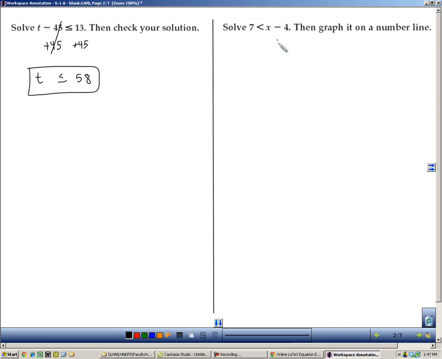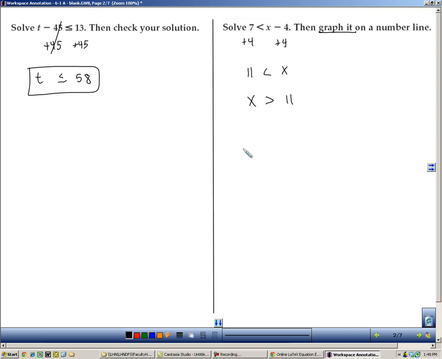Second one, 7 is less than x minus 4. The 4 is connected with subtraction, so we'll add it. So 7 plus 4 is 11, and 11 is less than x. Now there is something to note here. I would suggest that you always put the letter on the left side when you finally write it, and the reason is because we're asked to graph it here. If 11 is less than x, that means 11 is smaller than x, and if I put the x over here and the 11 on the right, what do I have to do? Well, I have to change the sign, because if 11 is smaller than x, that must mean that x is bigger than 11. So be careful that when you move the variable from the right to the left side in the very last step, you have to switch that symbol.